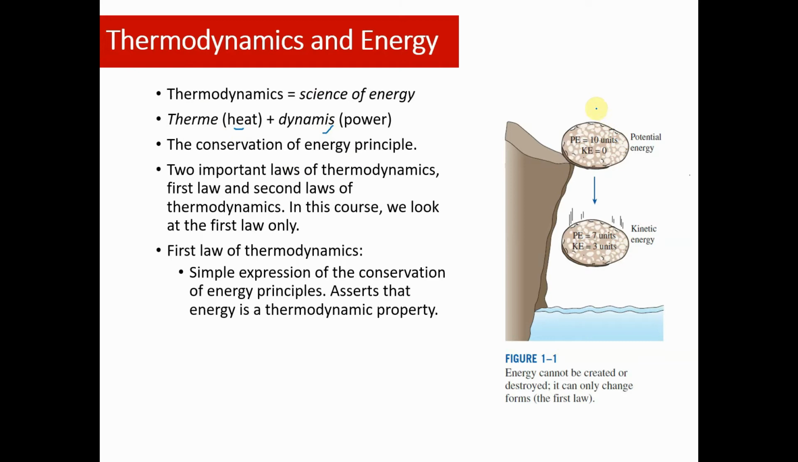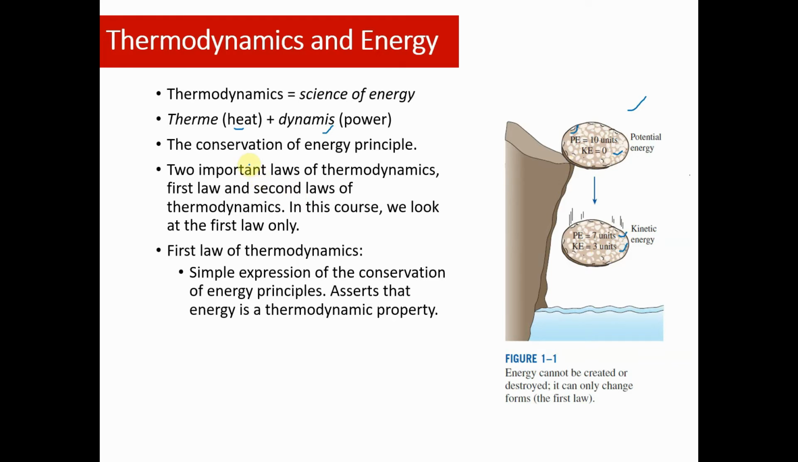Example like this diagram here, we learn about the potential energy and kinetic energy. If you can see the rock here, before it's falling down, the potential energy is 10 units while the kinetic energy is 0. When the rock is falling down, the potential energy has reduced to 7 units only, while the kinetic energy has already increased to 3 units. But the total for the energy is still 10 units.